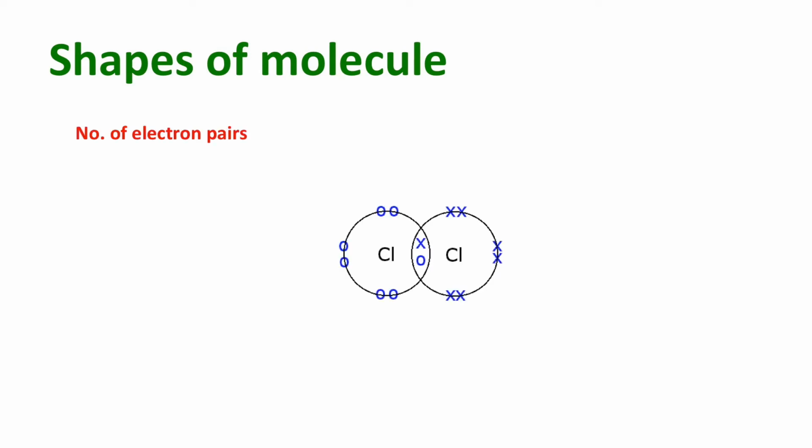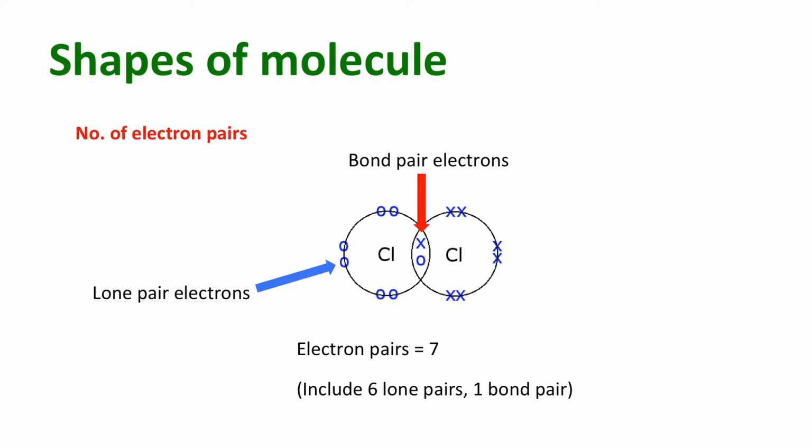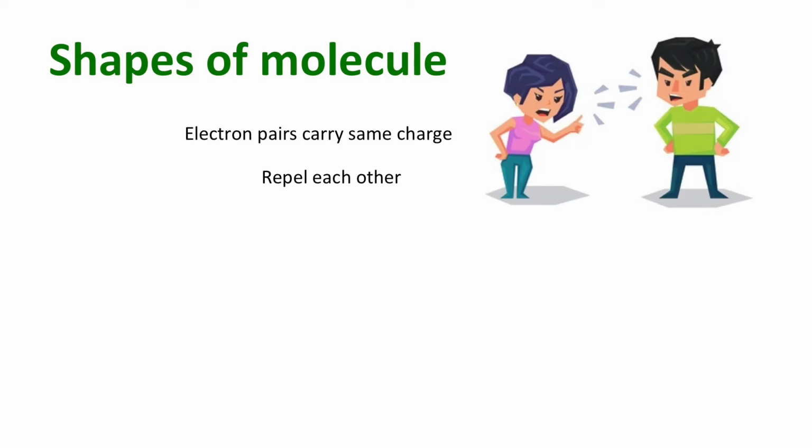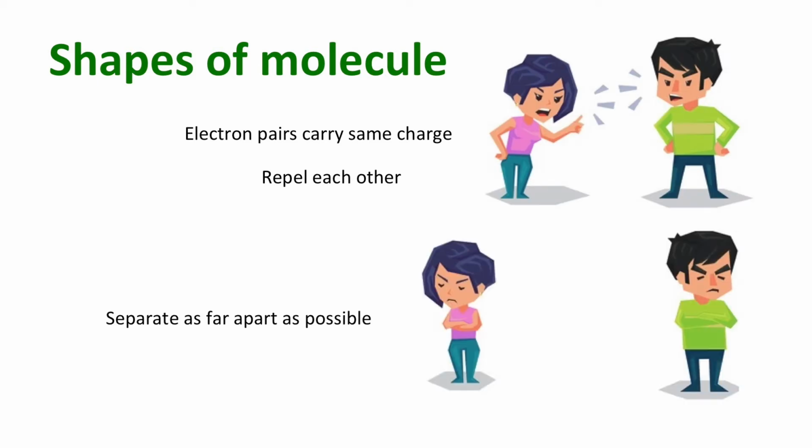For the shapes of molecules, what we focus on is the number of electron pairs. Here is shown a chlorine molecule. There are 2 types of electron pair. First is bond pair electrons, and the second is lone pair electrons. In this diagram, there are 7 electron pairs in the chlorine molecule, with 6 lone pairs and 1 bond pair. But since electrons carry the same charge, they tend to repel each other. The possible solution is that the electrons should be separated as far as possible.